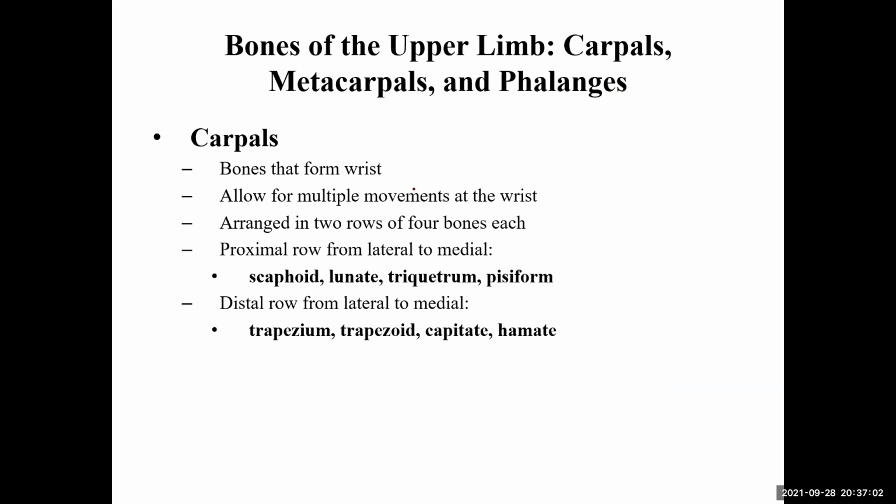All right, let's move down into your wrist, the carpal bones. There are 8 bones. All 8 of these bones are going to form your wrist. They are arranged in 2 rows. The proximal row is the row that's closest to your elbow. And then there's the distal row, the row that is going to be closest to your fingertips.